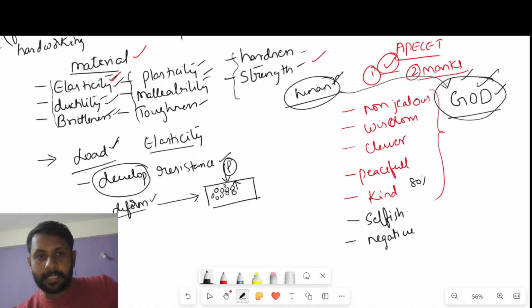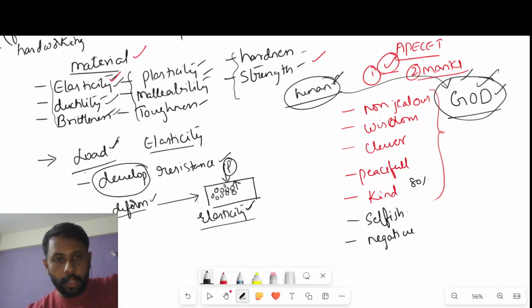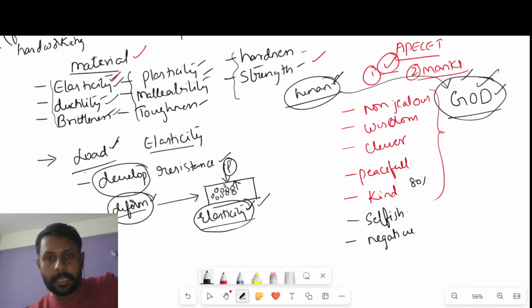This resistance will be there till its elastic nature. That means these molecules will try to give resistance till its elastic limit. Beyond its elastic nature, if you still apply the load, the body will undergo deformations. That means this body will become this much size, this body will undergo compression, right?